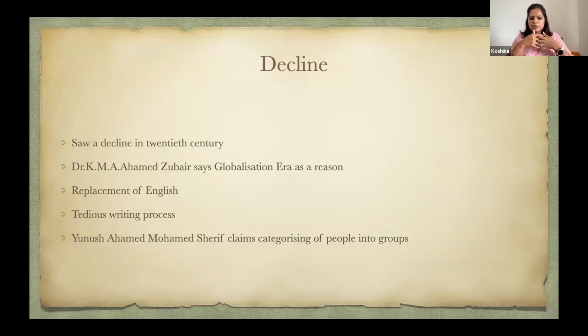So that's why there was the replacement by English and the tedious printing process. Sorry, I had written 'writing process'; it is the tedious printing process, because it was really hard to print Arabic. There were printing presses, but it was very hard to print the script. So maybe that could be a reason for the decline of Arabic Tamil, is what scholars say.